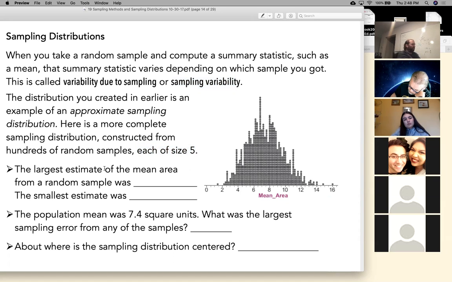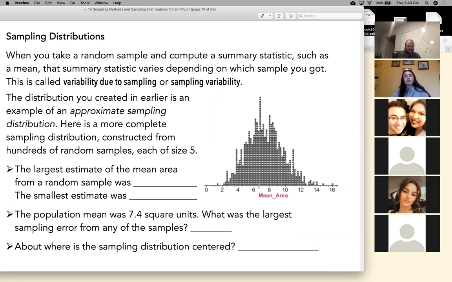What was the largest estimate in our sample? Look at that graph and tell me the dot plot. What was the largest estimate of our sample? The largest estimate of our sample is the one. Remember, these are our means, correct? The dot plot tells us how many times we got each one. But which one was the largest? Which of those is the largest mean?